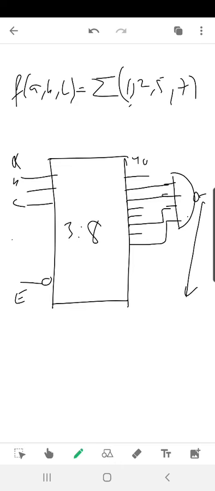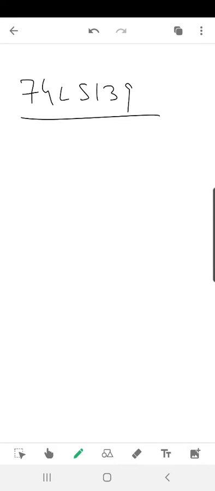Now we will talk about some decoder ICs which are available in the market. First of all we have IC 74LS139. 74LS139 is actually a 2:4 decoder IC. This IC 74LS139 is a dual 2:4 decoder. Dual 2:4 decoder means this IC has both the inputs for active high as well as for active low.